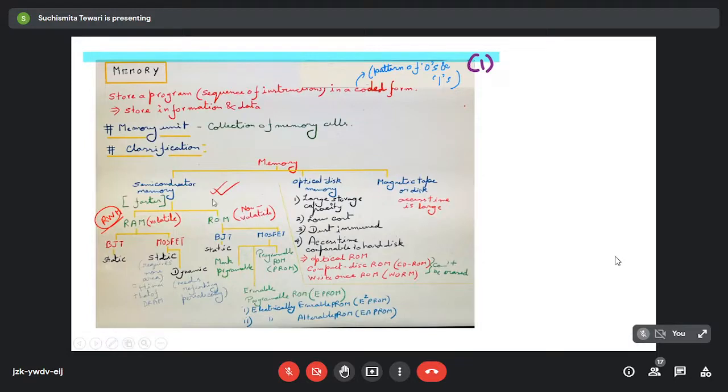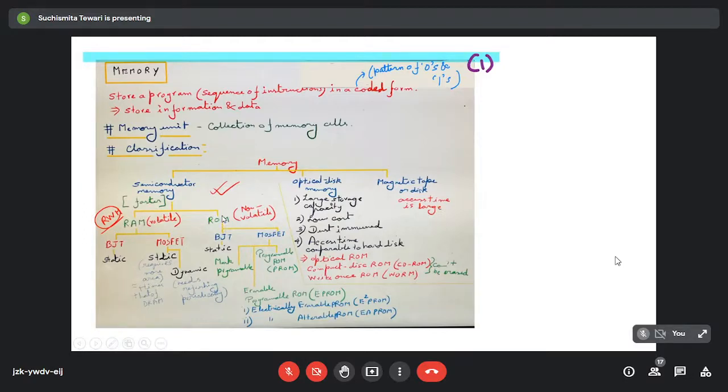Another difference between this RAM and this ROM is that RAM is volatile and ROM is a non-volatile memory, that is more permanent. Now, what do we mean by volatile? Volatile means as long as the power supply is on, we can read from RAM and we can write into RAM. As soon as we switch off the power supply, whatever data is within the RAM gets erased or vanishes. So, in that sense, this RAM is volatile.